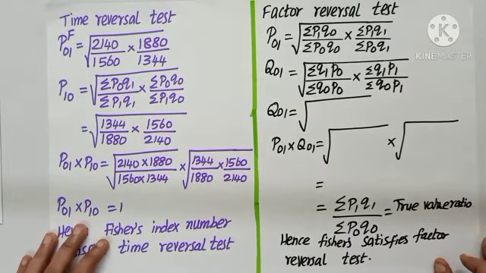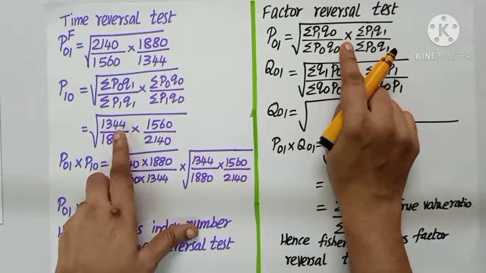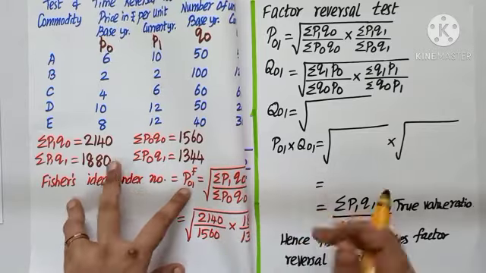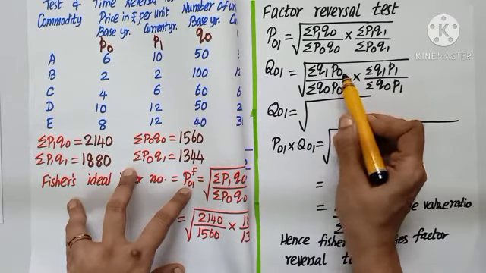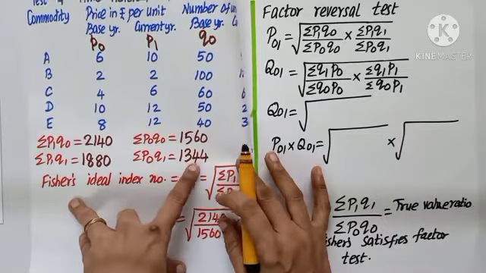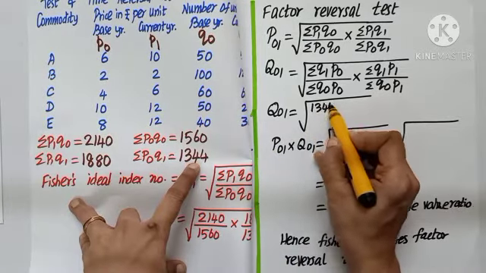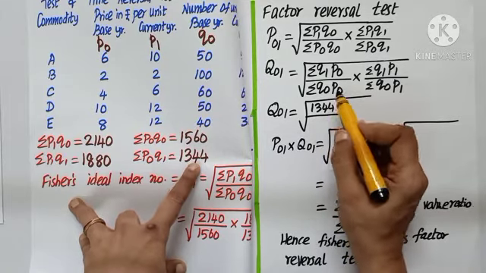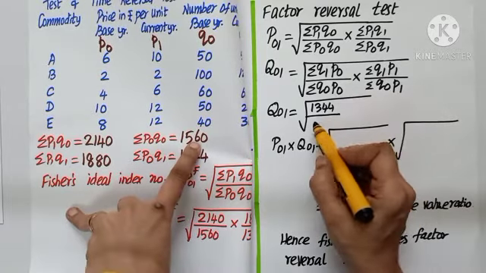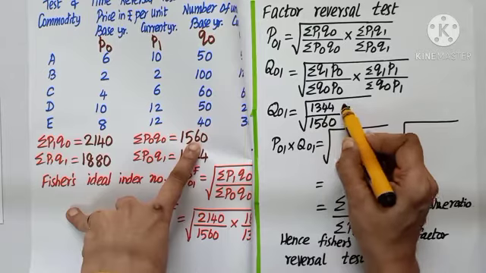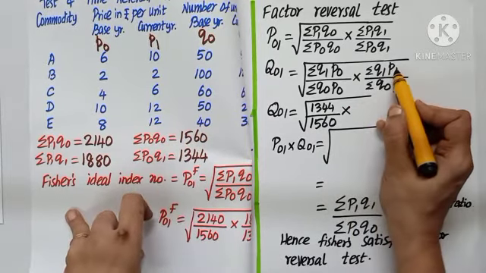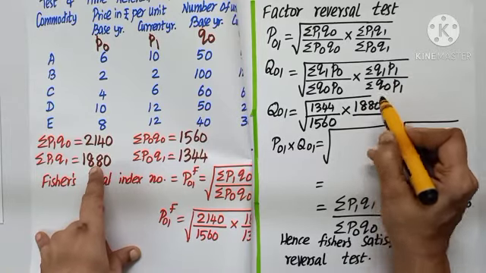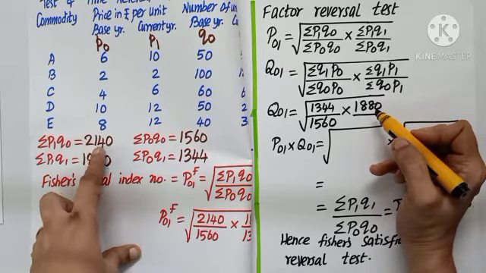Now, let us substitute. P01 already we have written here. What is Q01? So, let us see the table. I want Q1 P0. The answer is 1344 divided by Q0 P0. P0 Q0 or Q0 P0, it is one and the same. P0 Q0, the answer is 1560, into Q1 P1, or I can say P1 Q1, it is 1880 by Q0 P1. Q0 P1 is 2140.